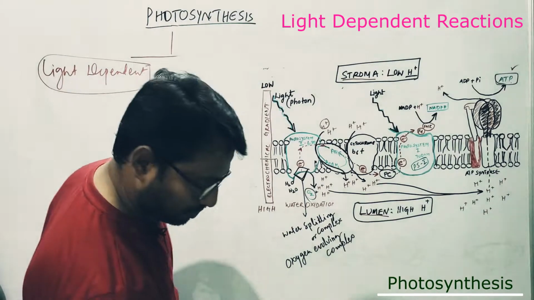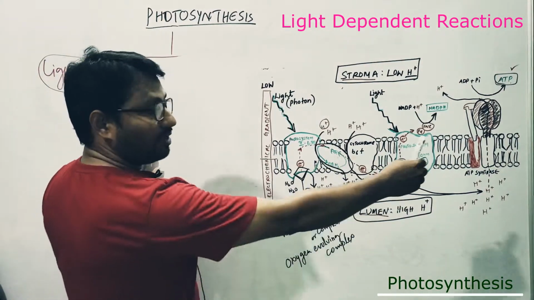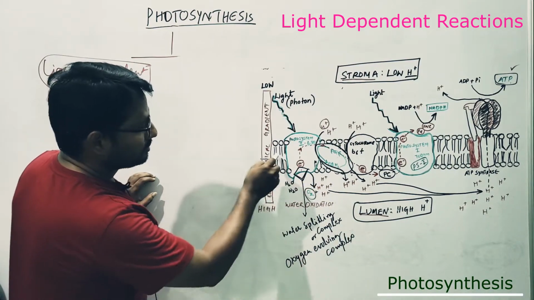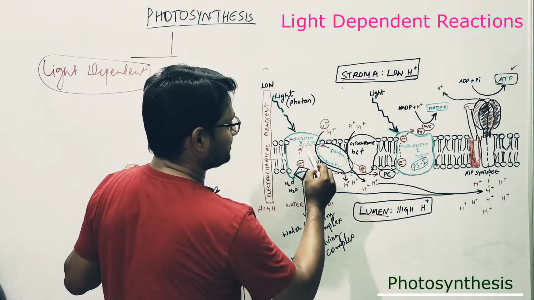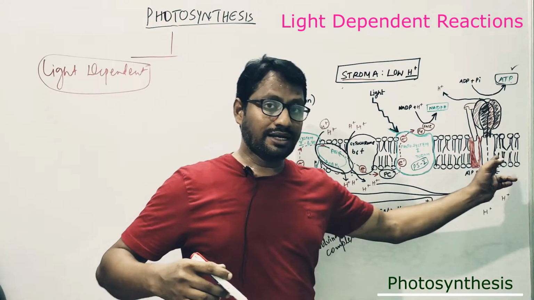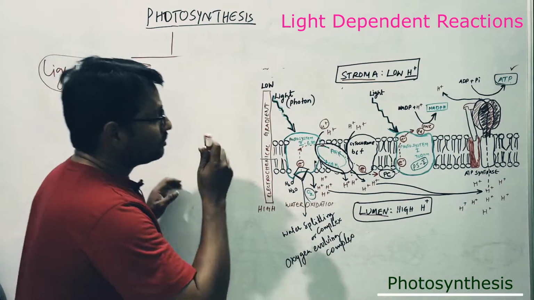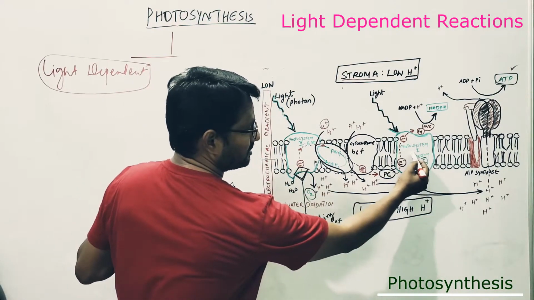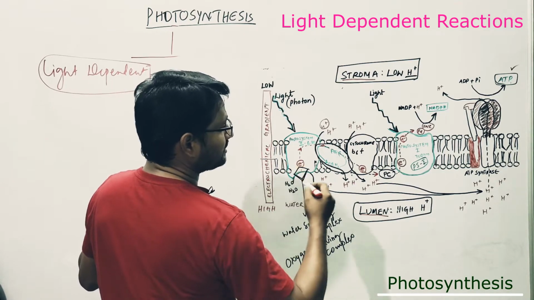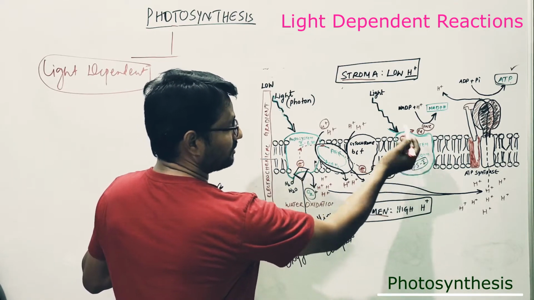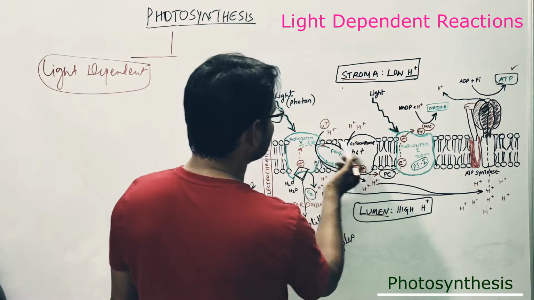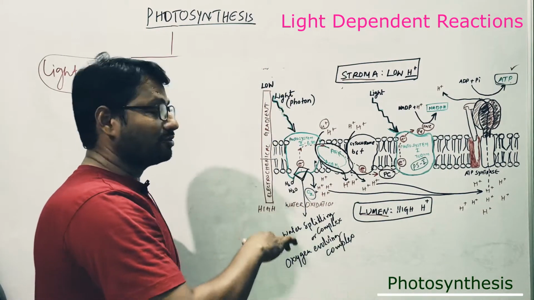Let's start with how the process begins. On my left side, you are seeing an image. This is the thylakoid membrane. On it, we have four protein complexes: photosystem 2, cytochrome B6F, photosystem 1, and ATP synthase. You might have observed photosystem 1 here and 2 here. Why is it mentioned here? Because it was discovered first. At first we thought the reaction starts at photosystem 1, but it was concluded that the reaction first starts at photosystem 2.